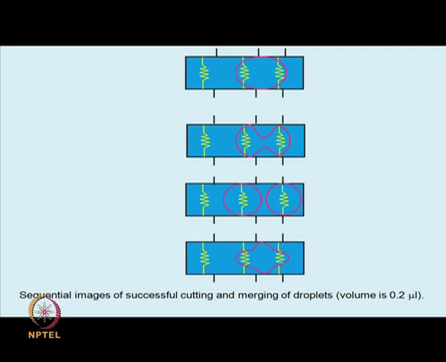Next, 2 and 3 are switched off, but 1 is switched on. So, liquid from 2 will move towards 1, from 3 it will also move towards 1, and then you are going to form a large droplet. And everything is switched off. So, essentially you get back to the conditions in figure A in this case. So, you created 2 droplets and you merged 2 droplets.